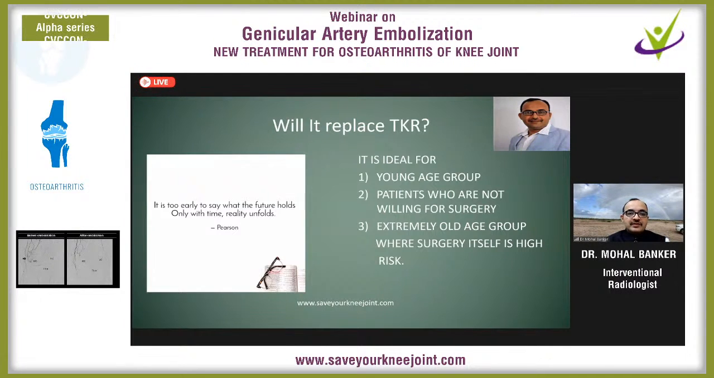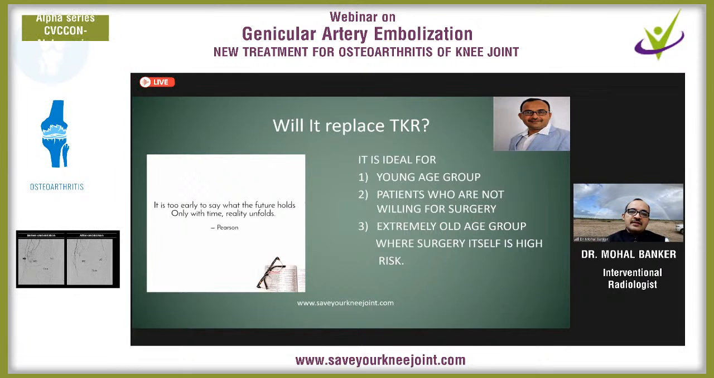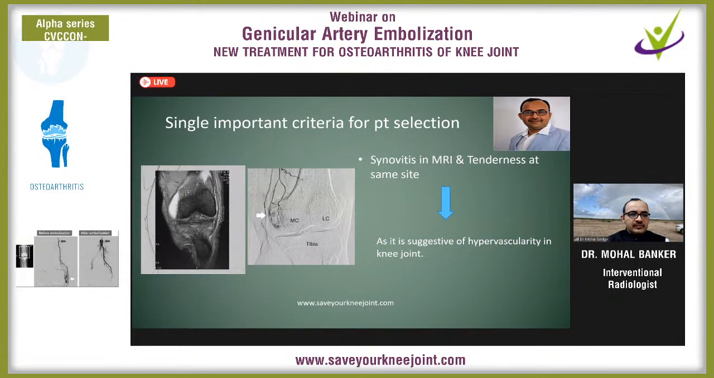So many of my orthopedic colleagues are asking me, will it replace TKR? And I always tell them this procedure is helpful for mild to moderate osteoarthritis. So TKR is not going to become obsolete. But it's too early to say. Let's see how the future unfolds. But genicular artery embolization is very useful for many patients.